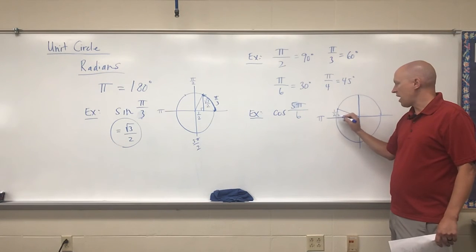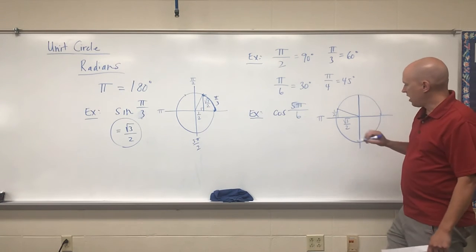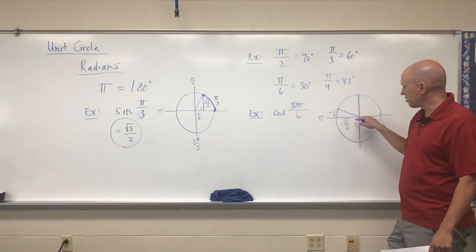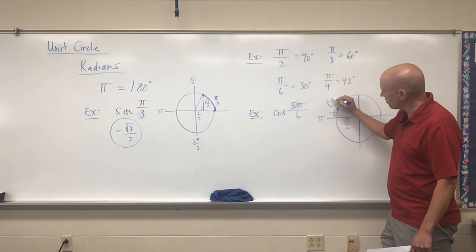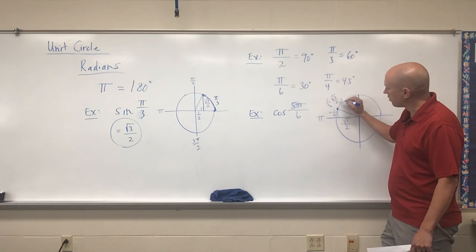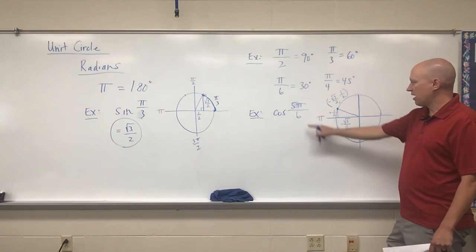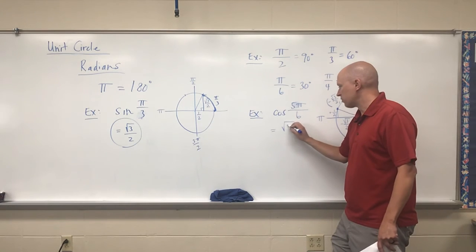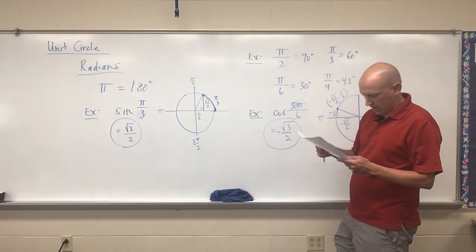And my height here is 1/2. This length here is square root of 3 over 2. And this is going to be negative, and this is positive. So what am I looking for? Cosine. Cosine is always going to be the x value of this. Remember, this is a coordinate right here, and this coordinate would be negative root 3 over 2, comma, 1/2. And this value is going to be the x value, which is negative root 3 over 2. We'll leave it just like that.